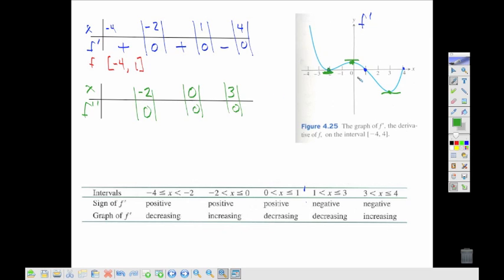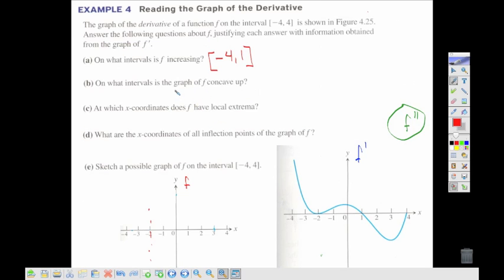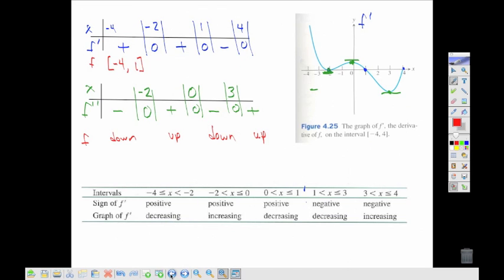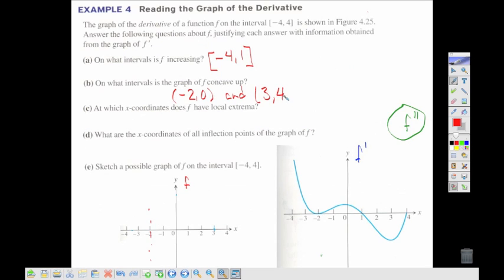We can also look at this graph and notice that f prime is decreasing. It's negative, which means we're going down. Then we're going up from -2 to 0. From 0 to 3 we're decreasing, and then from 3 to 4 we're going up. So since this is our second derivative, it tells us about the concavity of our original function f. The negative means we're concave down, the positive means we're concave up: down, and then up again. So on what intervals is the graph concave up? Again, this is where we're positive, so from -2 to 0, and from 3 to 4.